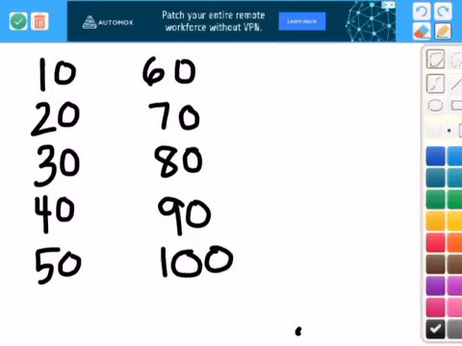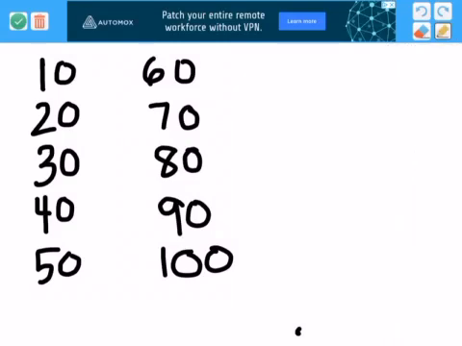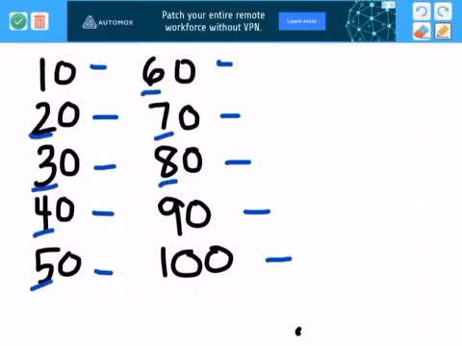How would I count this the say 10 way? So I'm going to draw a line next to each one, and we're going to say it the say 10 way. So 10 is just 10. 20 is 2 10, 3 10, 4 10, 5 10, 6 10, 7 10, 8 10, 9 10, 10 10. So notice the number in front tells me how many tens I have.